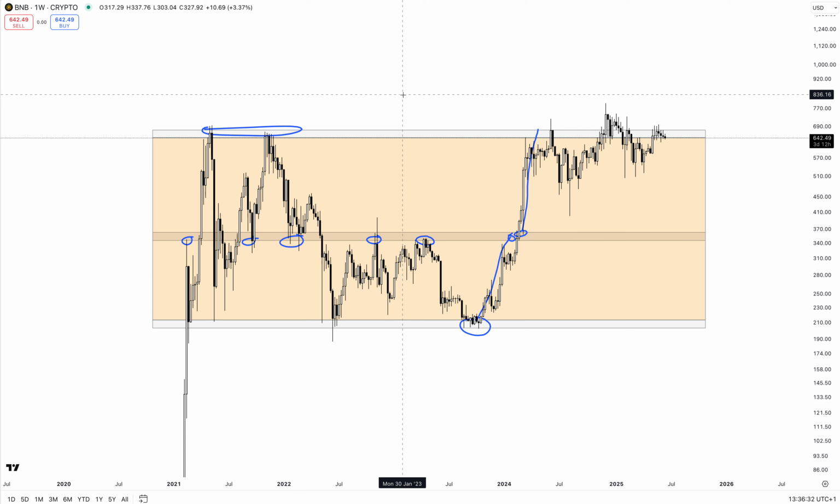Now, me personally, I like trading on the higher time frame, so I'm looking for these bigger moves to play out rather than obsessing over every tick on the kind of hourly, 4-hour, daily charts. I'm looking for the really big moves.